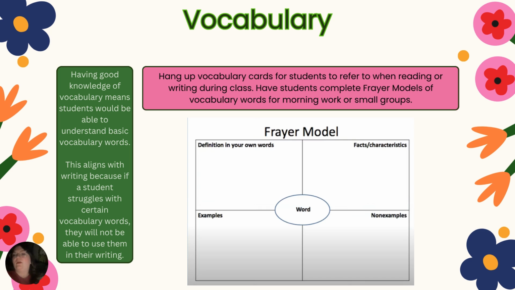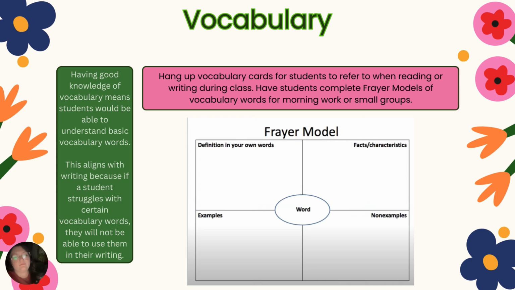For vocabulary, I was recently trained that vocabulary can be synonymous with background knowledge. So, a student will struggle to read, understand, and use a word in their writing that is not within their prior knowledge. I like Frayer models for teaching vocabulary. In younger grades, you can change up the boxes and maybe have them draw a picture or use it in a sentence.